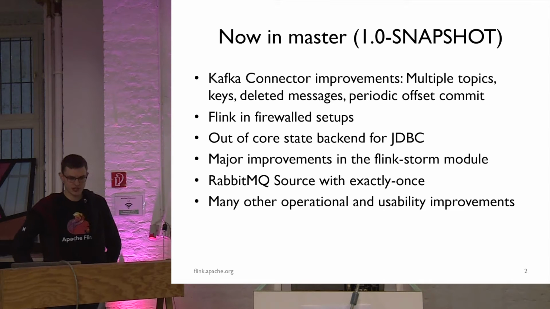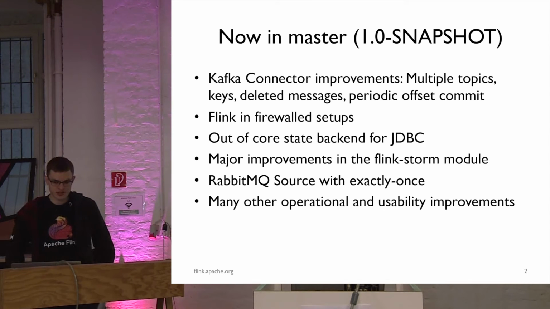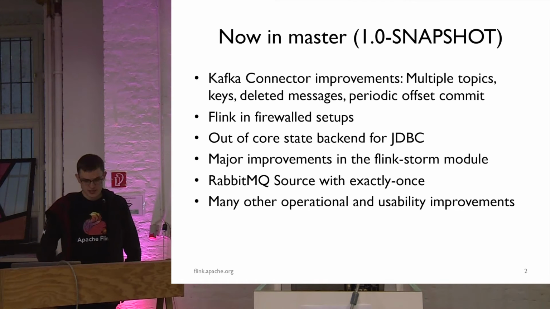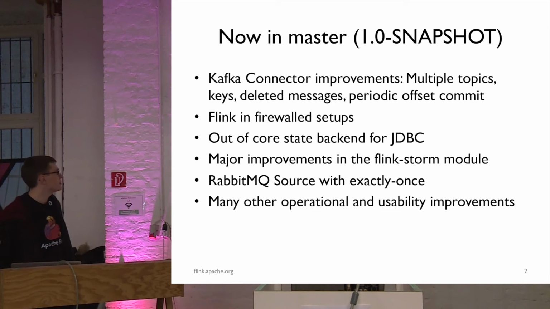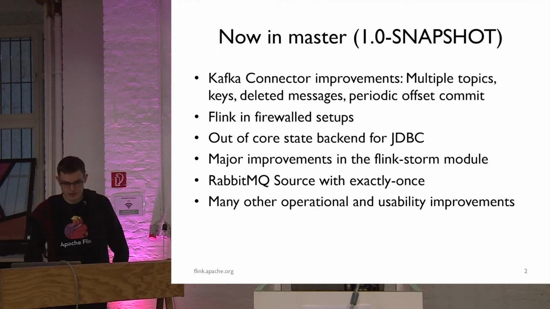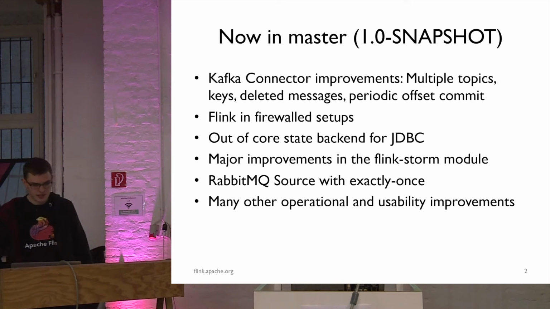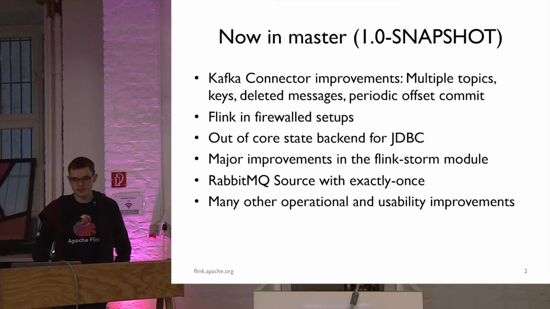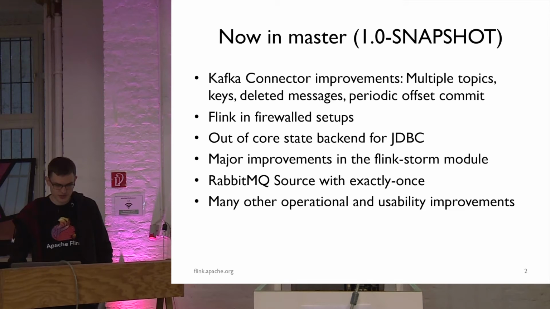For 1.0, which is around the corner already, and the next upcoming release, we mainly focus on providing interface stability, but we also merged some features already for the release. So one is that the Kafka connector got improved, so it now allows you to read multiple topics. It allows you to also get the keys and some other stuff. We added support for running Flink on firewall setups. That's something that production users were asking for.